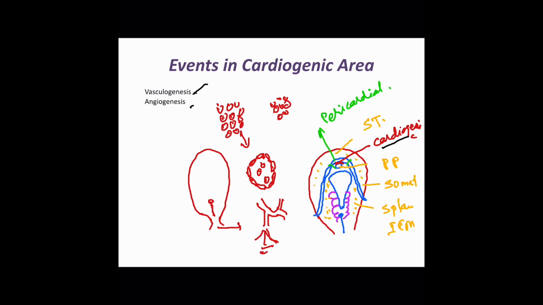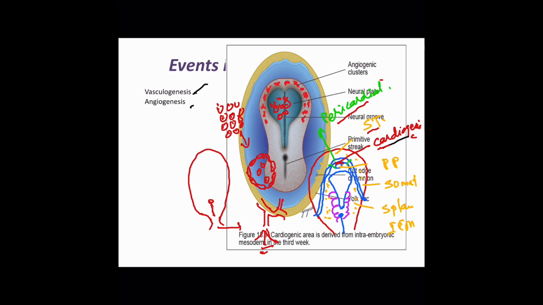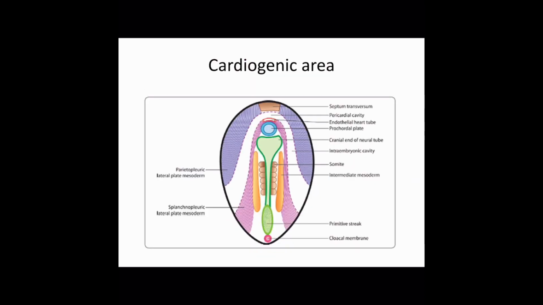So what is the cardiogenic area? The cardiogenic area is situated just below the intraembryonic coelom, below the septum transversum, where the future pericardial cavity will be formed. This area will undergo changes to ultimately form the heart. This is the same diagram which we have already studied, so we have discussed this. This is the septum transversum.